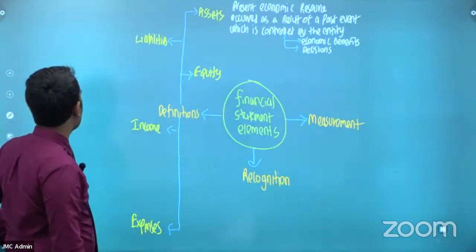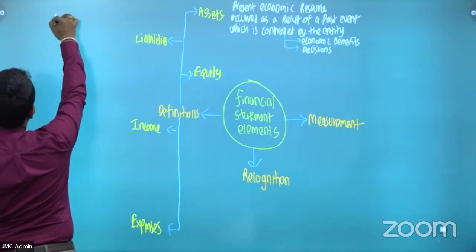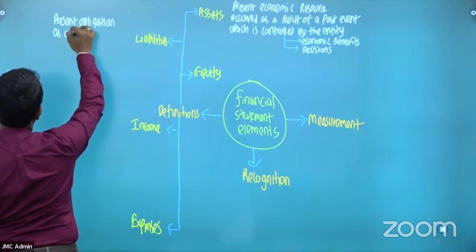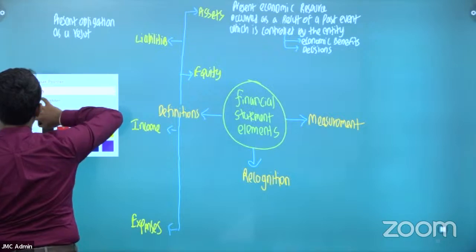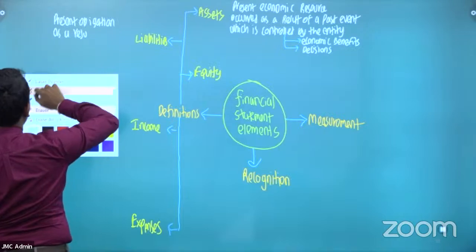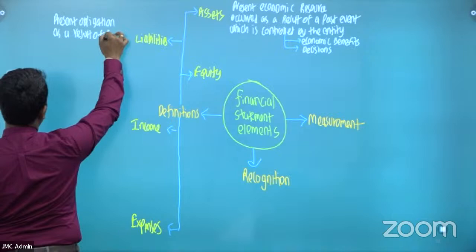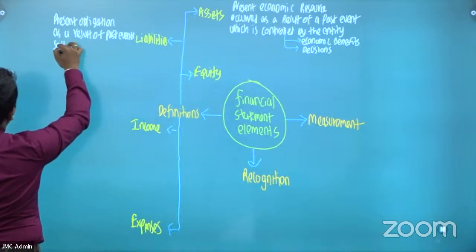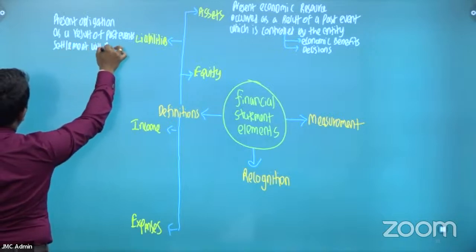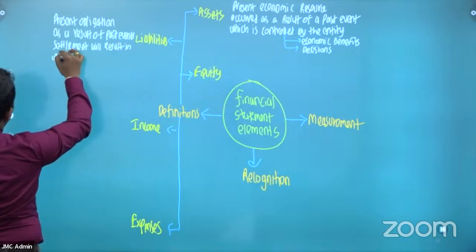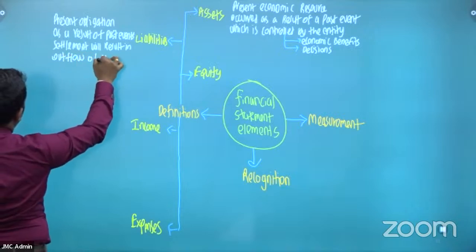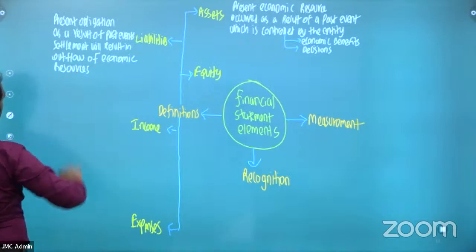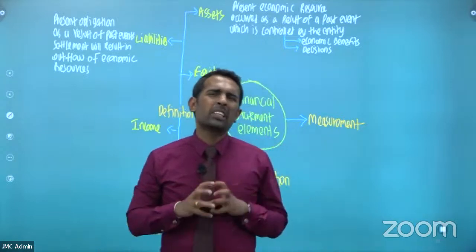Okay, we'll move on to the liability side. A liability is a present obligation as a result of past events, and the settlement will result in outflow of economic resources, right?